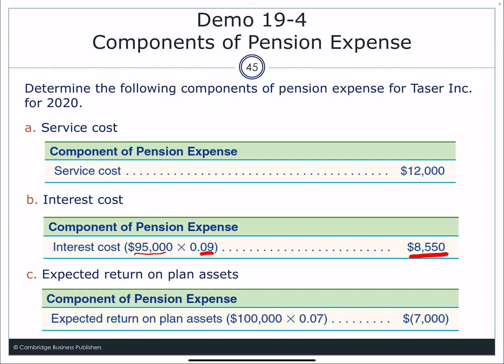The $100,000 comes from the plan assets on the previous page times the expected rate. The expected rate's given to us. Now notice I have a discount rate of 9%, but I only think that I'm going to have return on assets of 7%. So right away we know net we're going to have a little bit of expense, right? Because we have $85.50 increasing pension expense and $7,000 decreasing it.